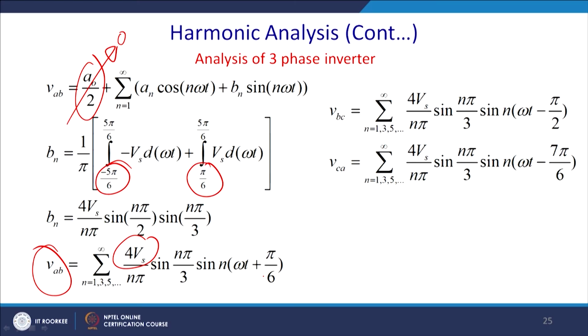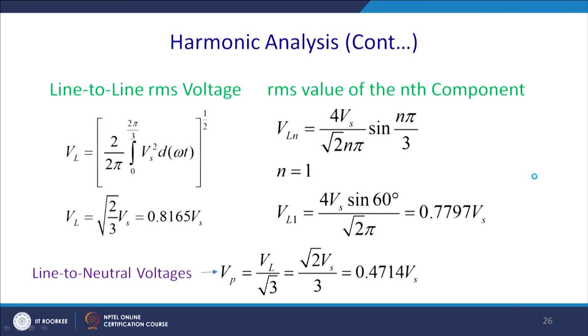Similarly, you will get these values 120 degree phase shifted. So, this value will lead the phase value by 30 degrees. So, it is plus pi by 6, here it is pi by 2 instead of minus 120, and here it is another phase shift of 120 degrees, that is 7 pi by 6. So, these will be the expressions of the 3 voltages.